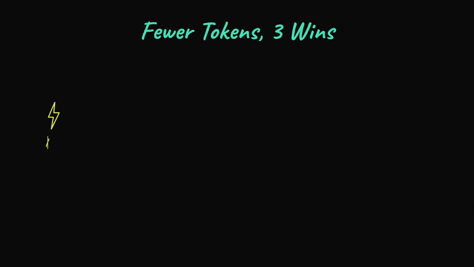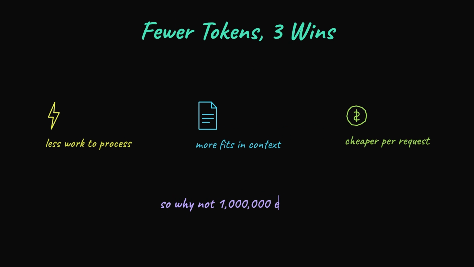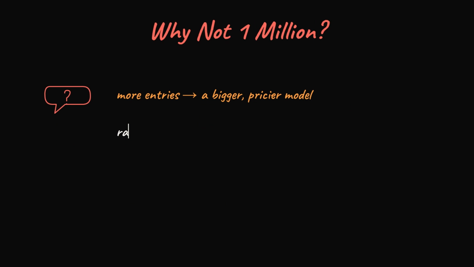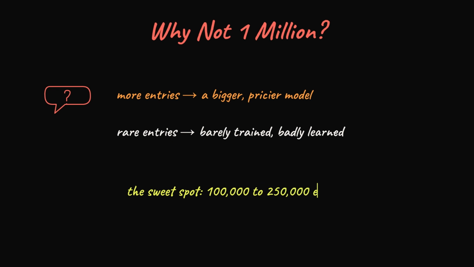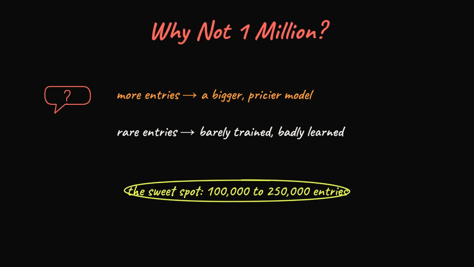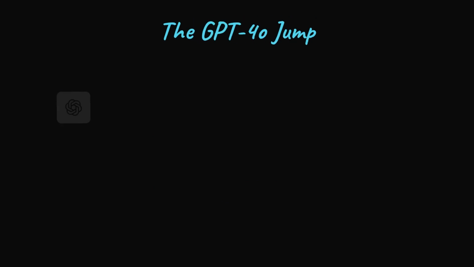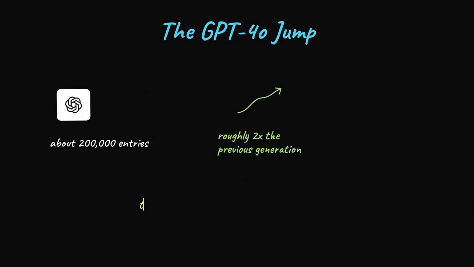Fits more content into its context window, and costs you less per request. So the obvious question is, why not just make the vocabulary 1,000,000 entries and give everything its own token? The answer is that every vocabulary entry needs its own learned representation inside the model, which means a bigger vocabulary makes the model itself bigger and more expensive to run. And super rare tokens barely show up in training, so the model never learns them well. Modern models mostly settle somewhere between 100,000 and 250,000 entries. GPT-4o uses a vocabulary of about 200,000, roughly double what the previous generation used, and that jump alone made many prompts meaningfully cheaper to process.